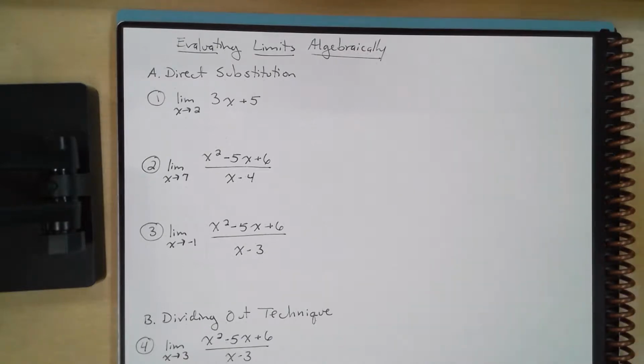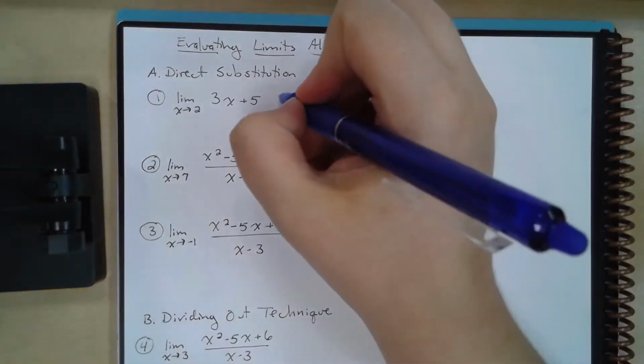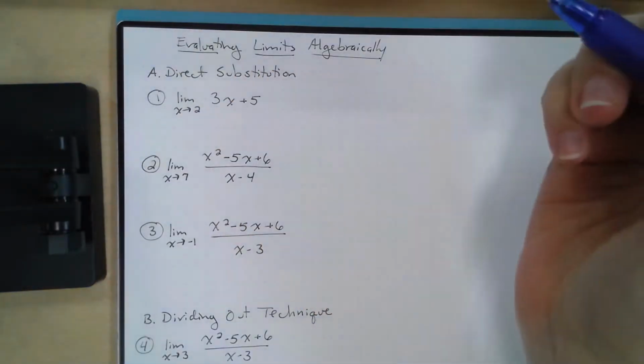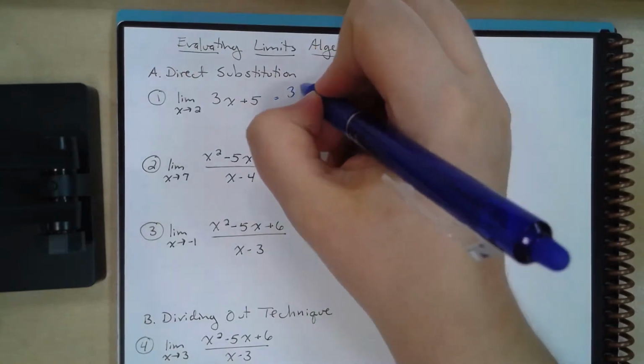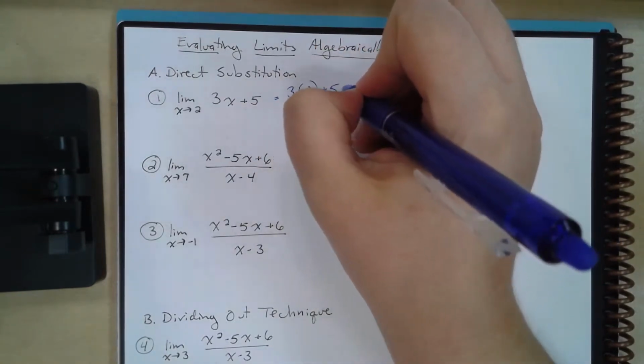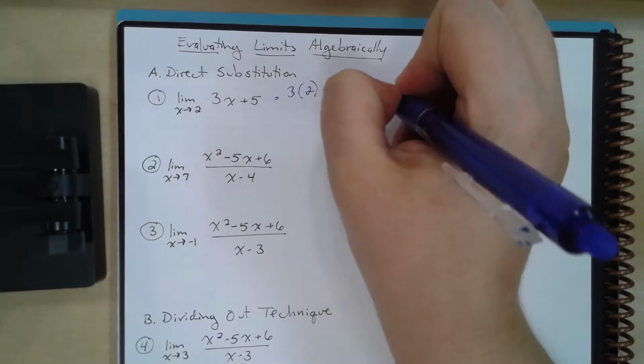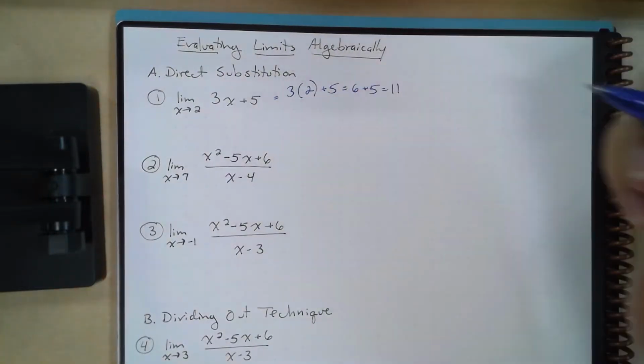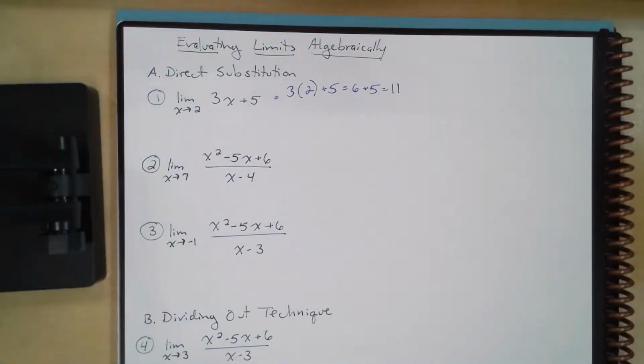Another way that we can evaluate limits is by doing so algebraically. Now, most of the time, 99% of the time, the easiest way to evaluate them algebraically is just through direct substitution. So to do that, we're just going to substitute in 2 for x. So this is just going to be 3 times 2 plus 5, which gives us 6 plus 5, which is 11. So the limit as x approaches 2 of 3x plus 5 is 11.